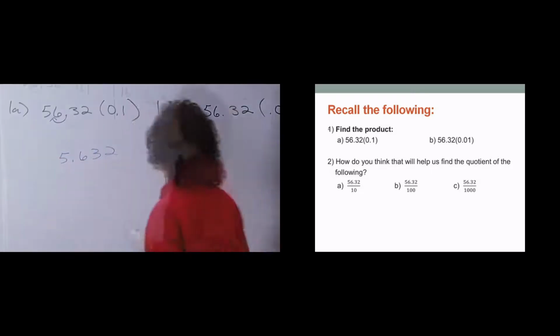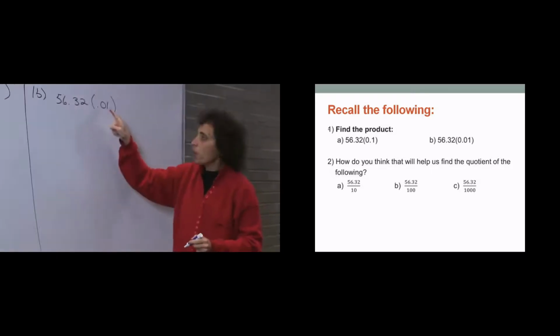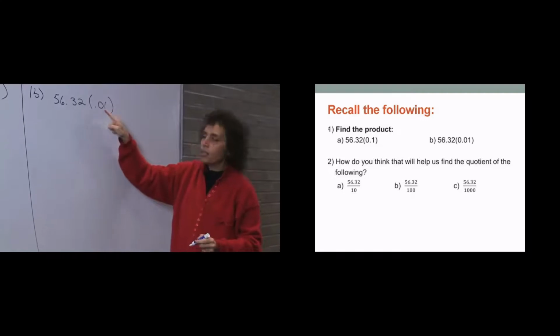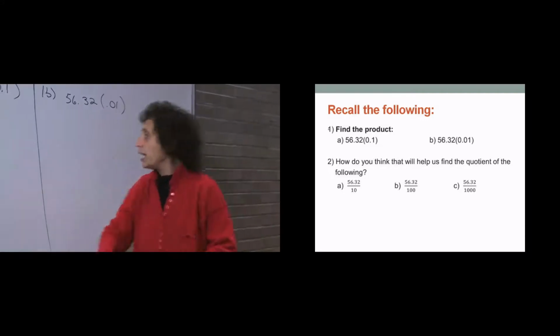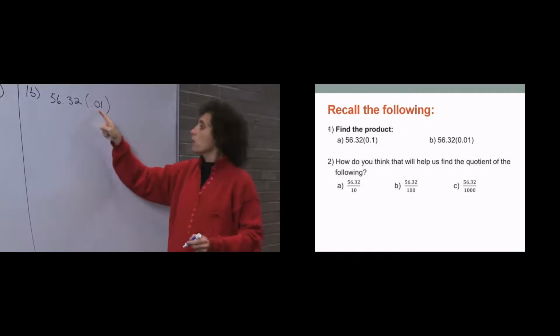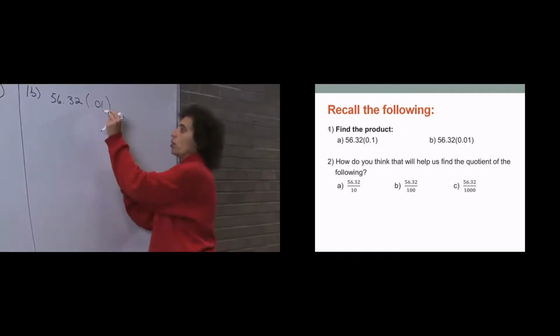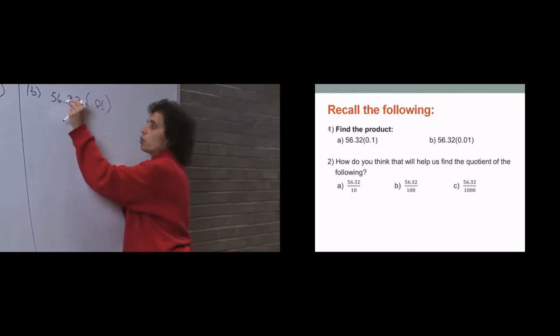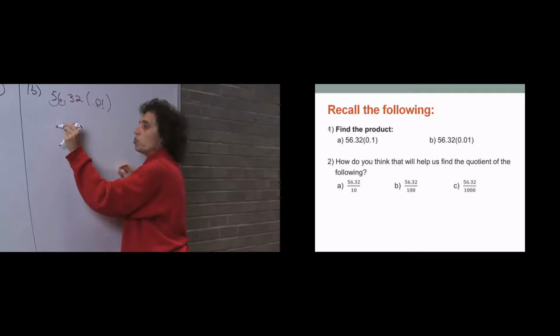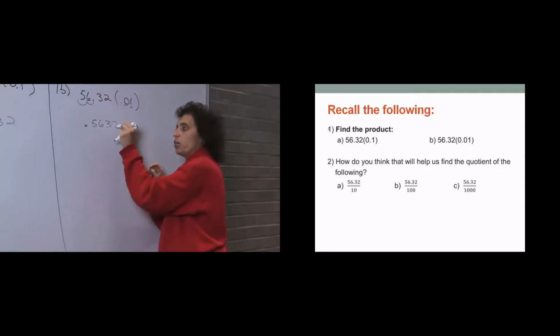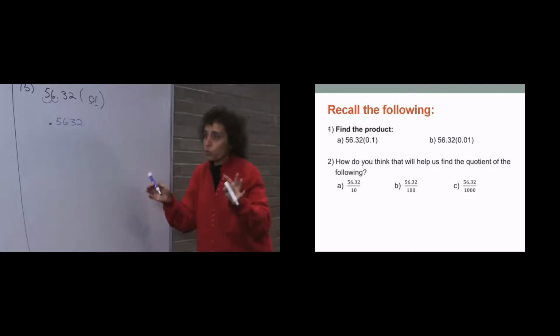Okay, let's take a look at this one. Same thing, power of 10, less than 1. I'm going to move the decimal to the left as many places as there are decimal places. So there are 2 decimal places. I'm going to move this over twice. 1, 2, which is 0.5632. Awesome, right? That's what we did before.